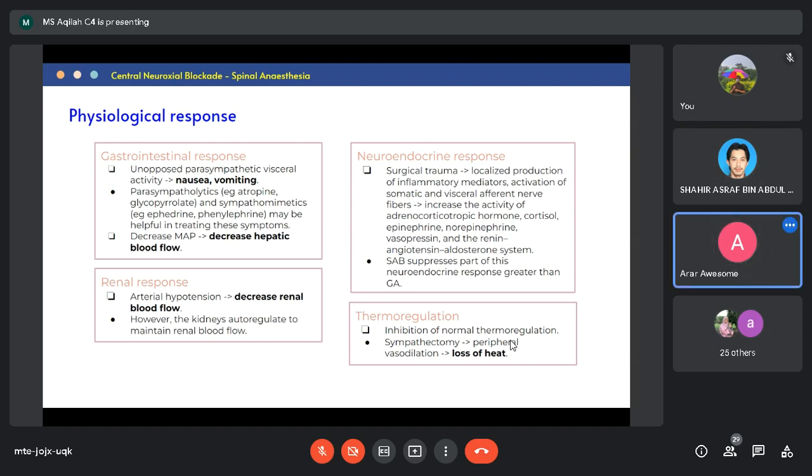What happened to the patient? The patient will shiver. Hypothermia. So that's why the patient will lose heat, become hypothermic, and will compensate by shivering. So a patient under spinal anesthesia can still maintain their temperature to some degree by shivering thermogenesis, compared to general anesthesia, where they cannot shiver. Okay.